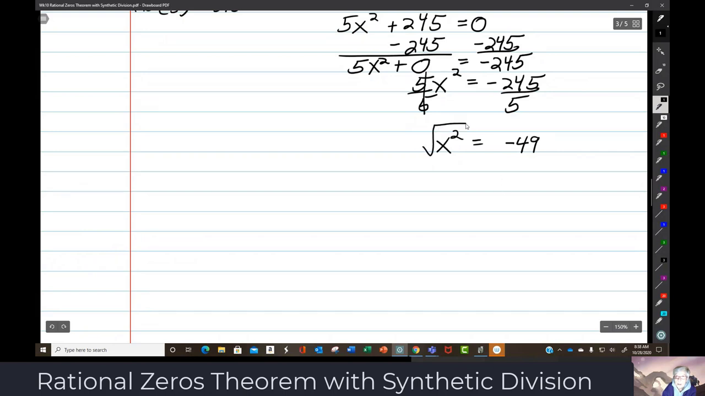I take the square root of both sides. Don't forget my plus or minus. x equals plus or minus the square root of negative 1 times positive 49, which is plus or minus the square root of negative 1 times the square root of 49, equals plus or minus i times 7, which is plus or minus 7i.